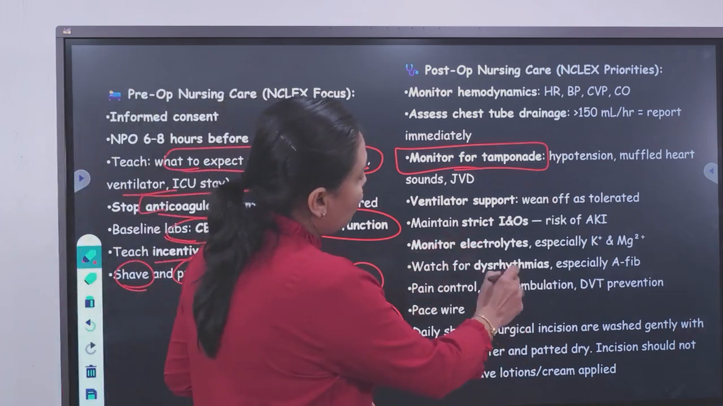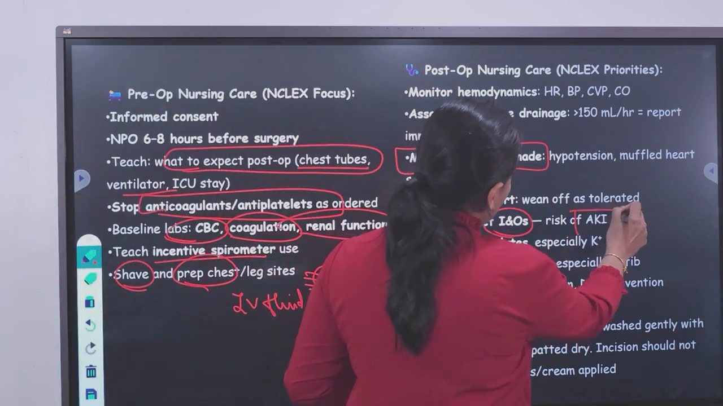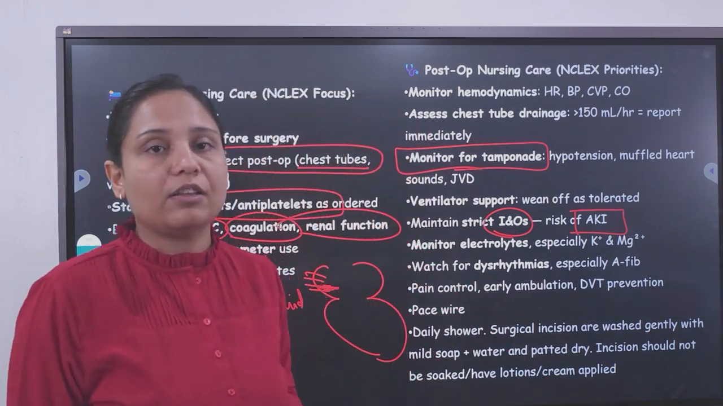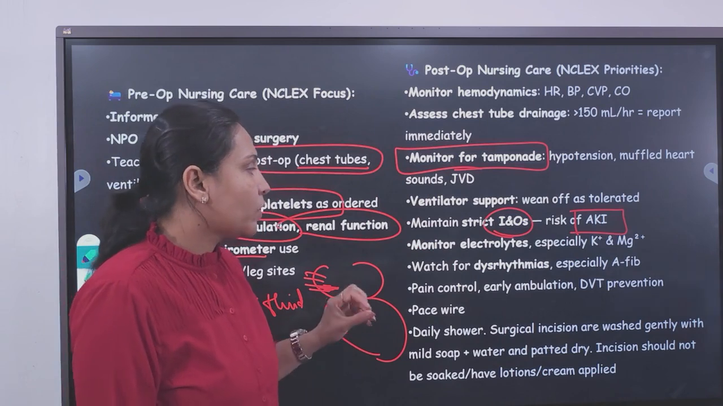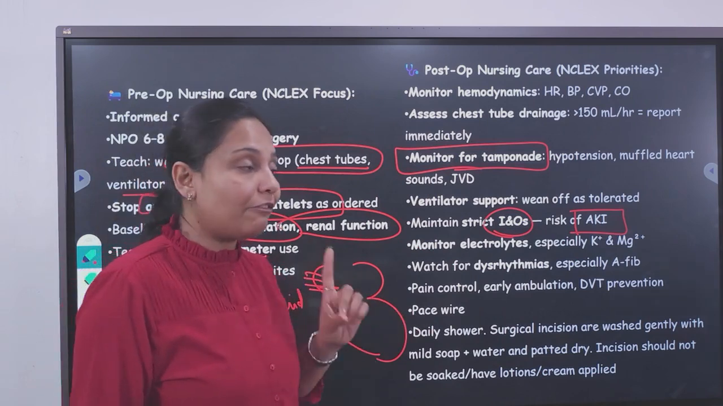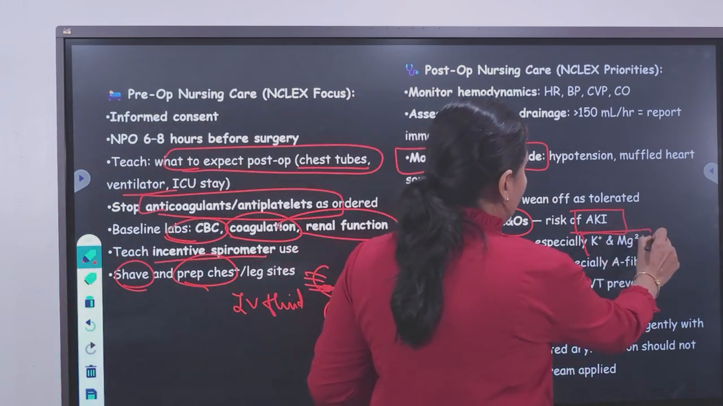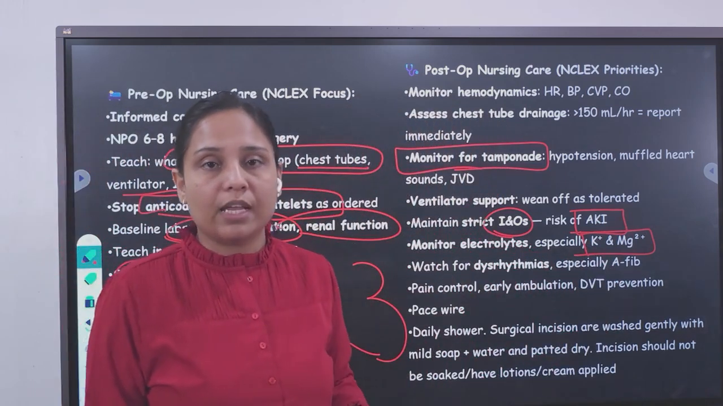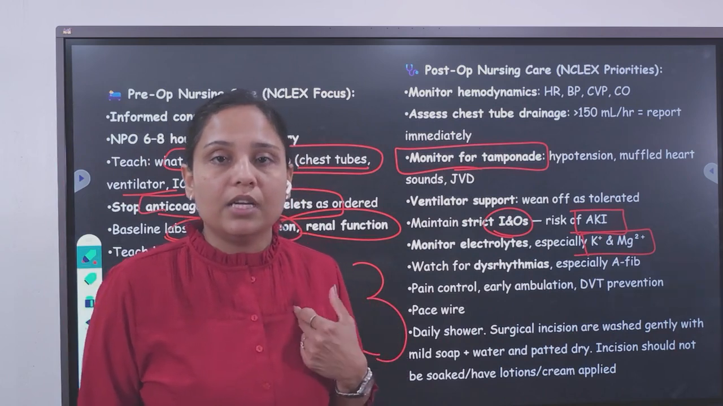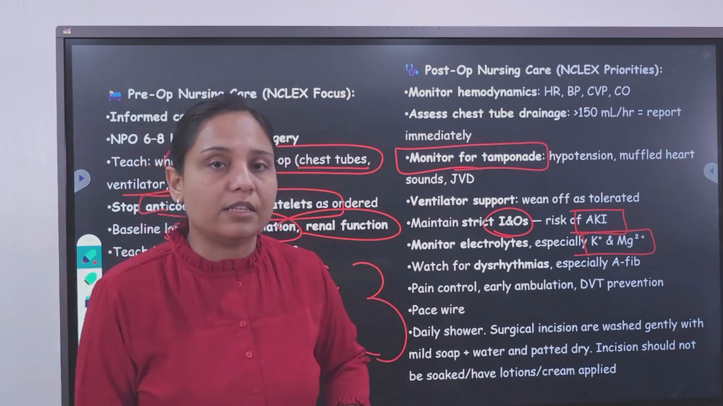Strict intake and output we want to monitor because we know that the patient is at high risk of acute kidney injury. So we want to check intake and output. Monitor the electrolytes, specifically potassium and magnesium. Potassium and magnesium we want to check because we know that hypokalemia or hyperkalemia, they both are related to cardiac dysrhythmia.